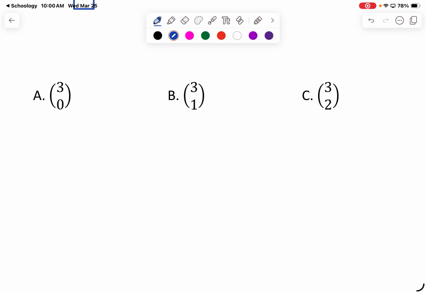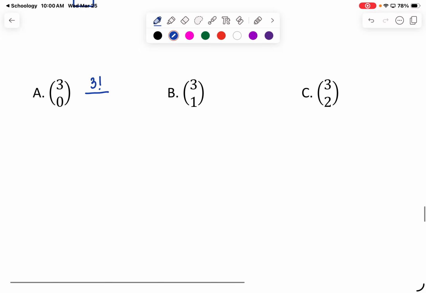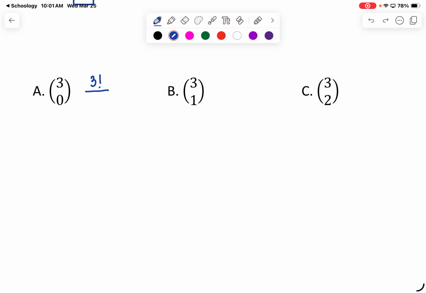Okay, so 3 choose 0: how many different ways can I choose 0? That's just 1, but the math behind it, 3 factorial, and then you do 3 minus 0, which is 3 factorial, and then r, which is this value factorial, and you get 1.